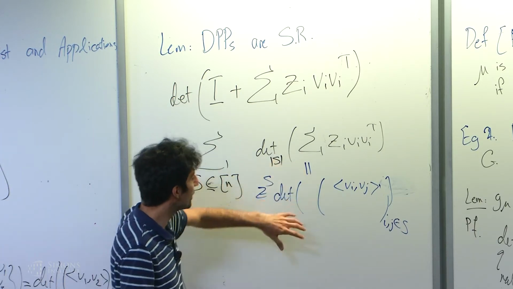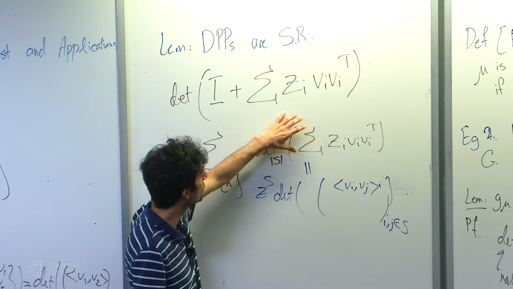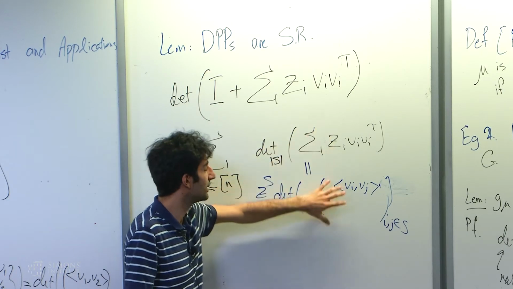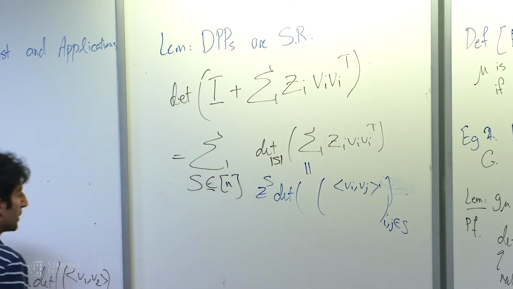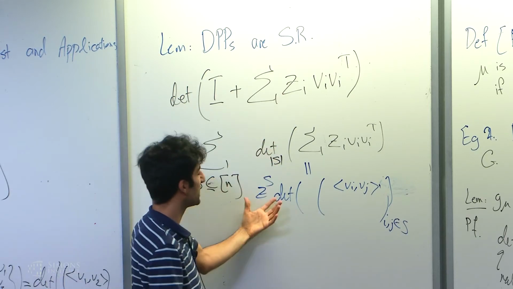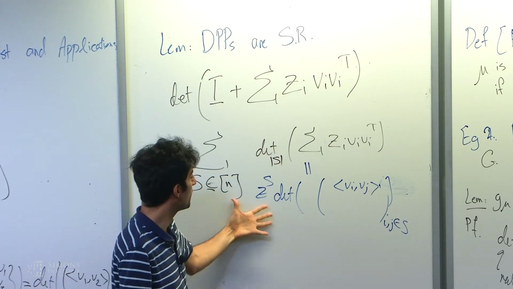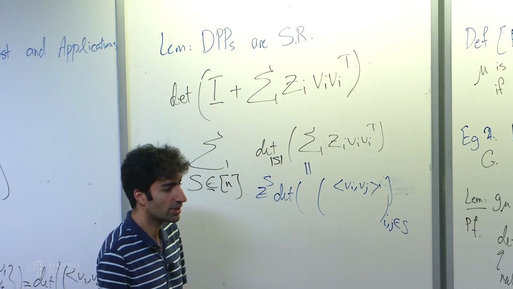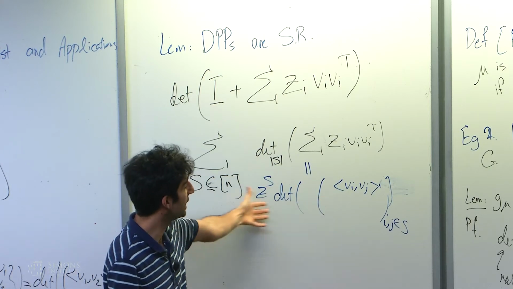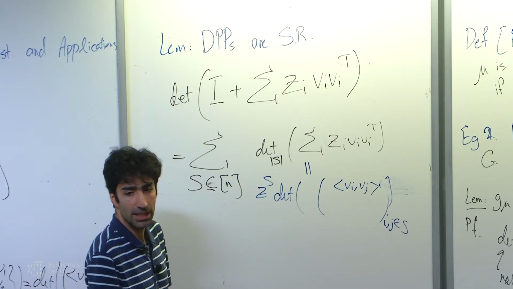Anyway, if you do the right Cauchy-Binet, you exactly get this volume squared of the parallelepiped times z to the S. So this polynomial is also a real stable polynomial, and that's exactly the generating polynomial of the determinantal point process.